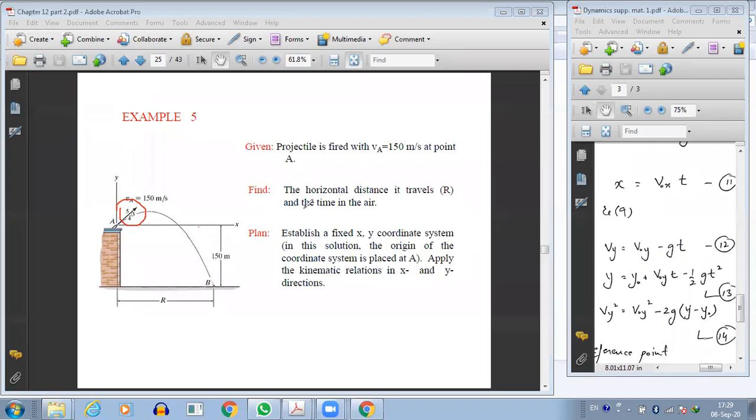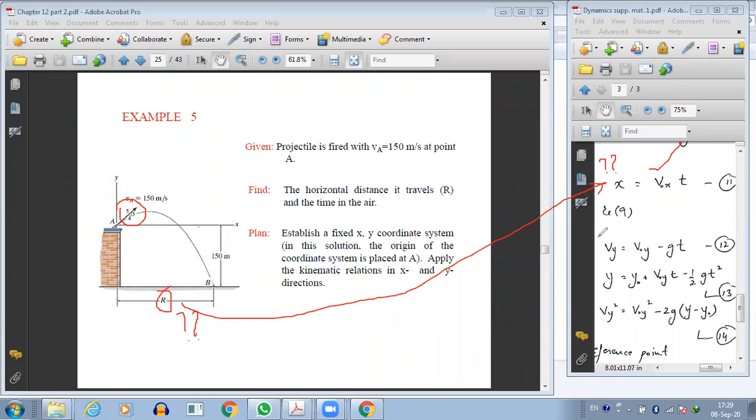What do we need? Find the horizontal distance it travels. Again, this R is asked. This R is basically what? This R is the same as this X. This is needed. This is known. If you know this time, then you can find this. Now how do you solve it?